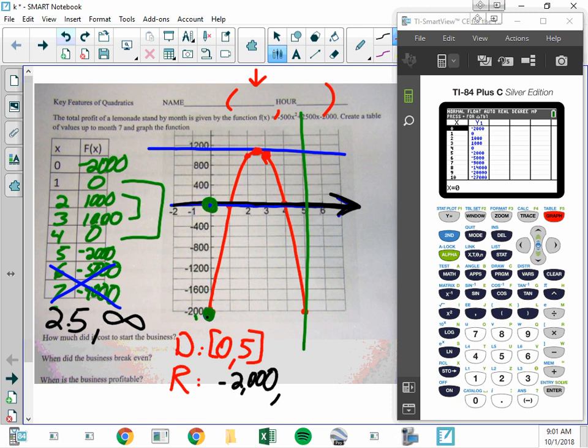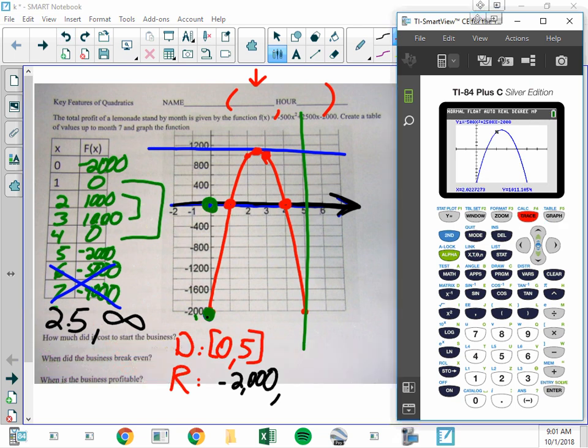It's halfway between x equals 1 and x equals 4. 1 plus 4 is 5. 5 divided by 2 is 2.5. So I could just go to my graph and push trace and type in 2.5. And I get 1125. So this would be 1125.